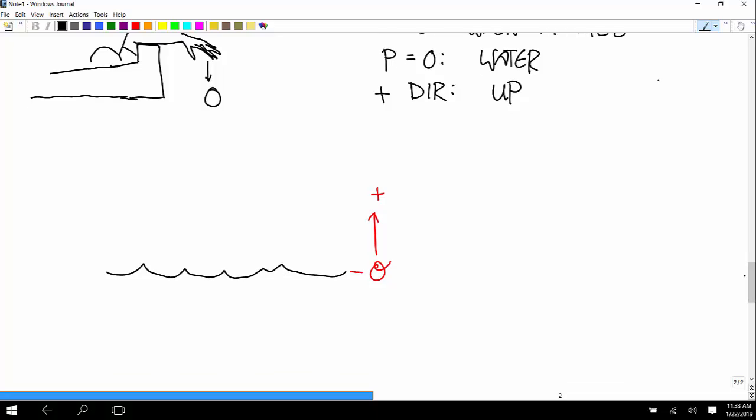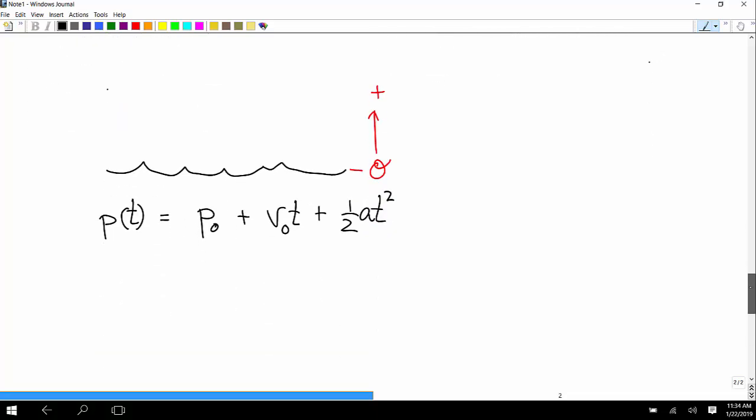And I'm going to use the equation that says position as a function of time is equal to the position at time 0 plus v0 times the time plus 1/2 a time squared. Which of these do we know?